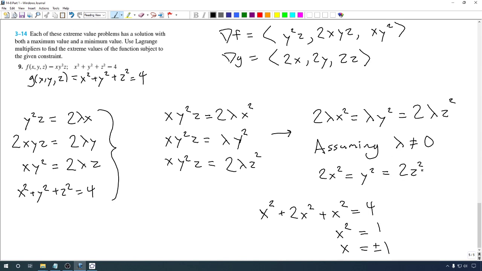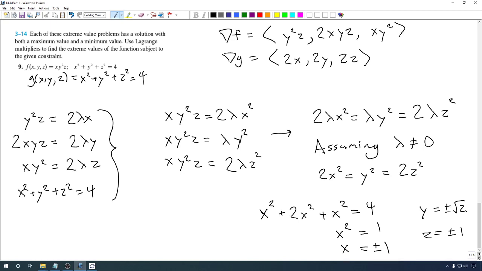Same thing with the y squared and the z squared. So z squared equals x squared means that x and z have the same value of 1, but with possibly different pluses and minuses. So we have z is plus or minus 1. Y is a little bit more complicated because we have to deal with the 2. But if x is plus or minus 1, then y squared equals 2. And so y is going to have to be plus or minus the square root of 2.